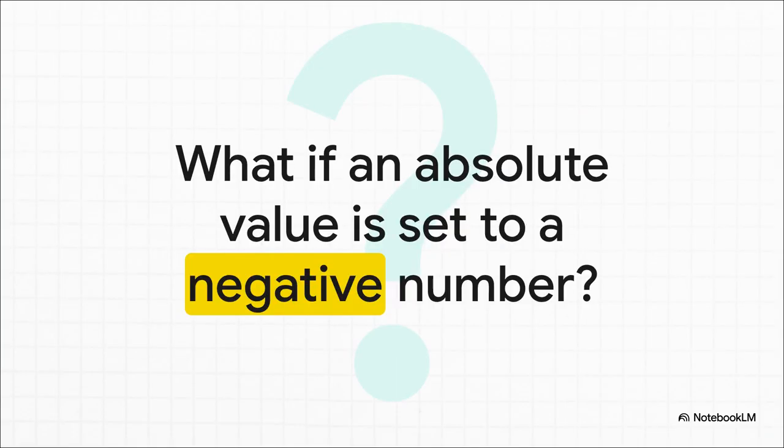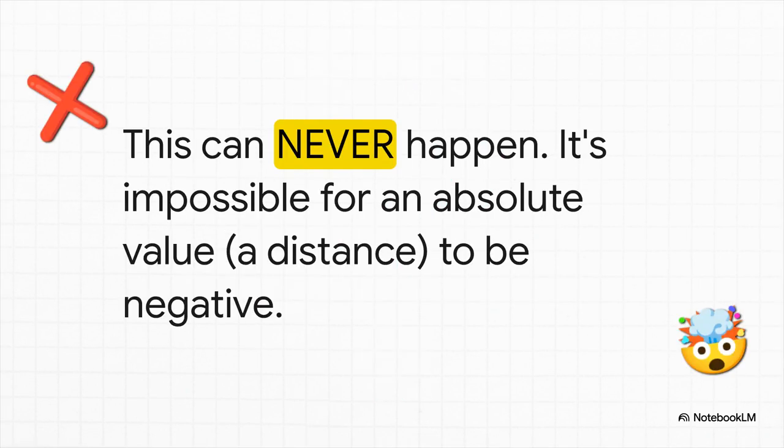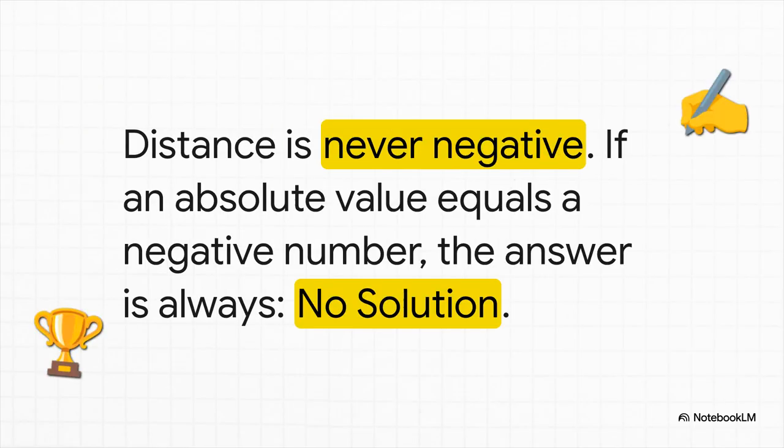Okay, but what about this situation? What if your teacher or your textbook throws this at you, an absolute value that's equal to a negative number? Is this a trick question? Yep, it's a trick question because this can never, ever happen. Remember that golden rule we talked about? Absolute value is distance, and you can't have negative distance. I mean, you can't be -5 feet away from your front door, right? So if you ever see this on a test, just smile.